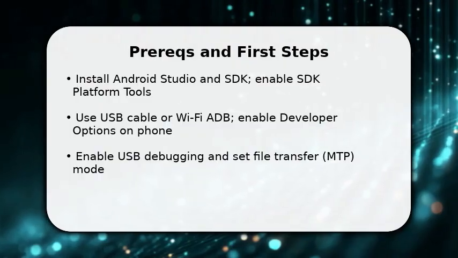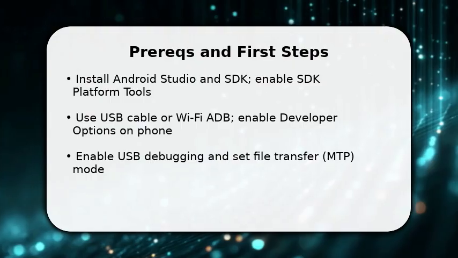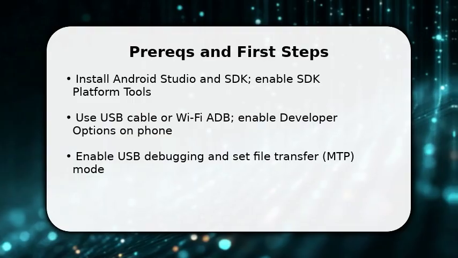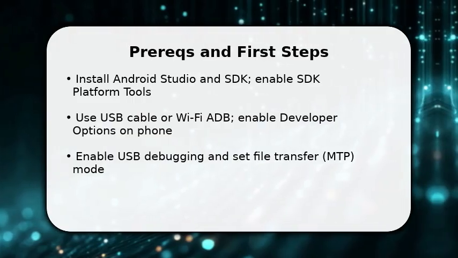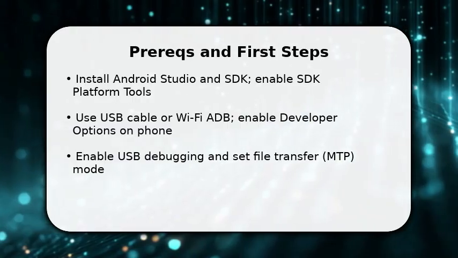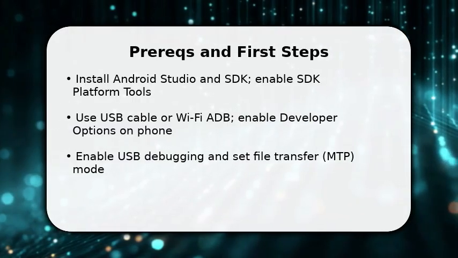You start by confirming prerequisites: Android Studio with matching SDK and a phone with developer options enabled. Plug the phone via USB and choose File Transfer, then enable USB debugging. This grants Android Studio permission to install apps.